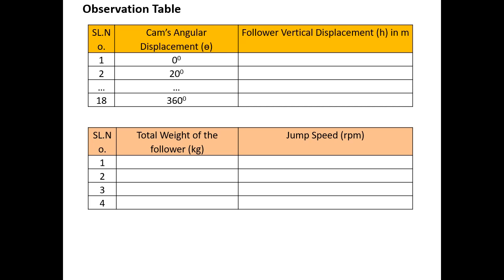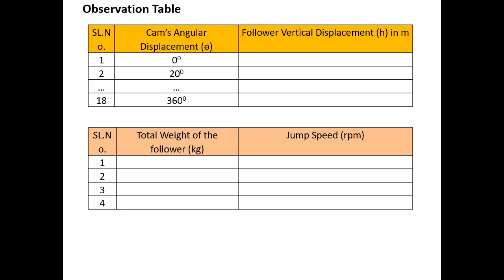So we can impose some weight so that it is in contact with the cam. That is why, if we increase the weight on this particular follower, you will see it will be in contact with the cam and your jump speed will be reducing.